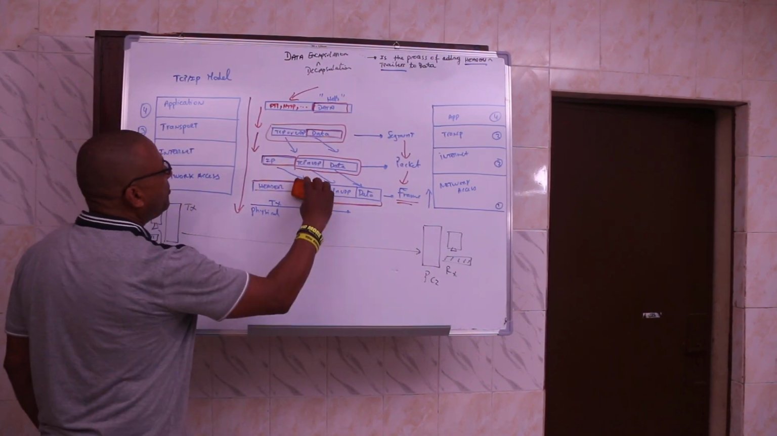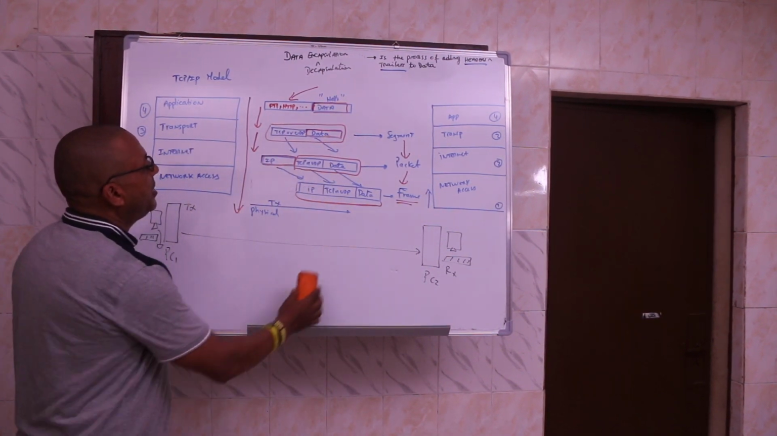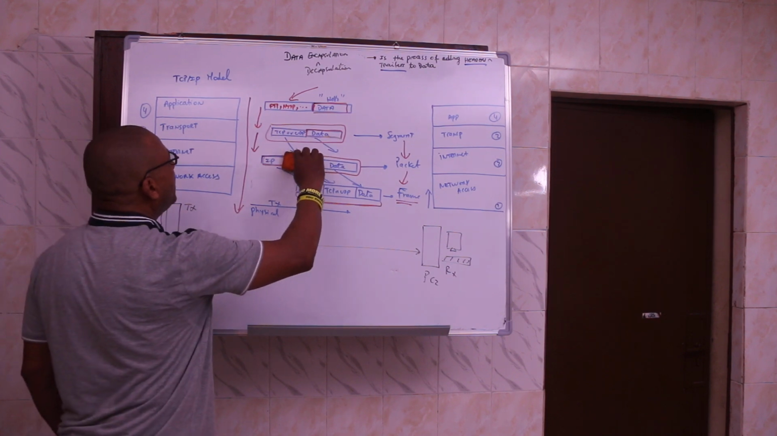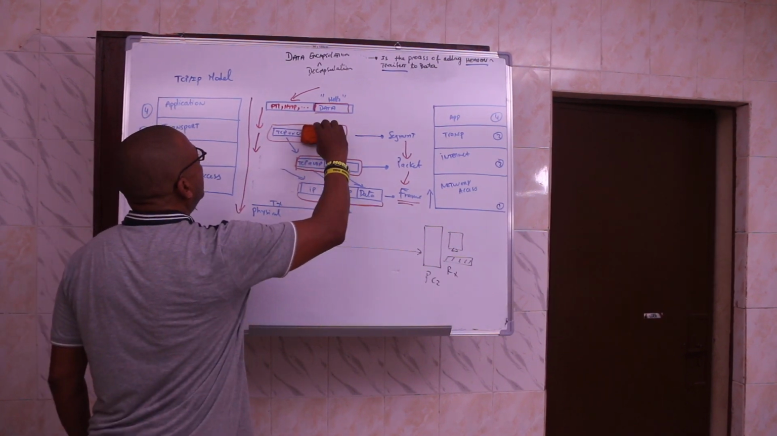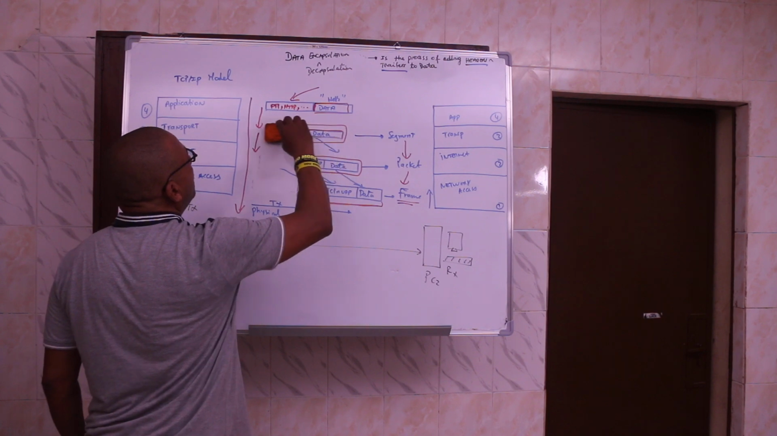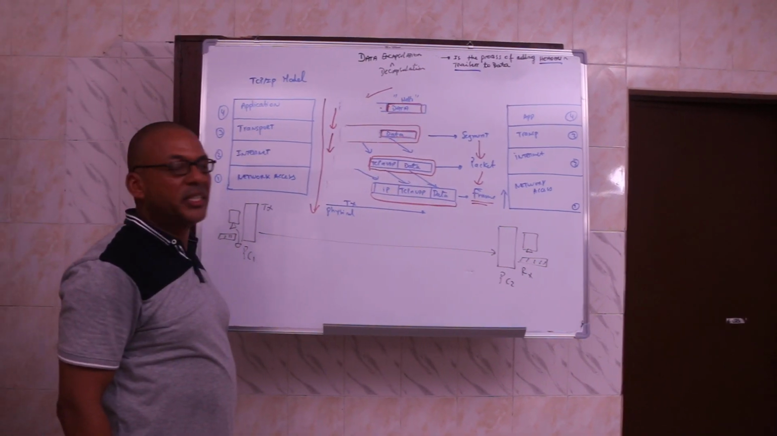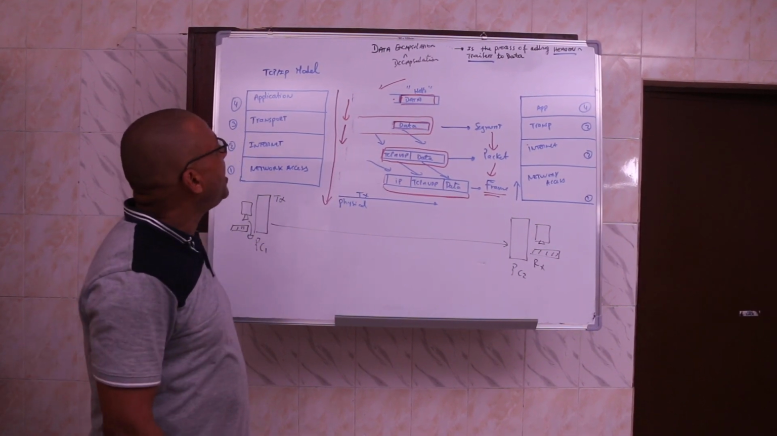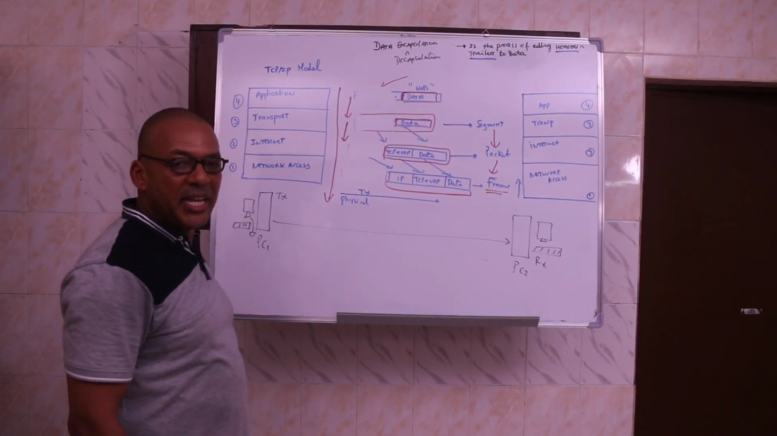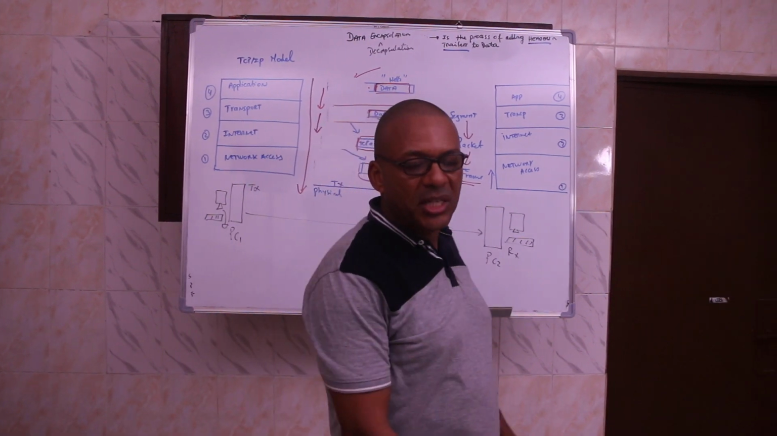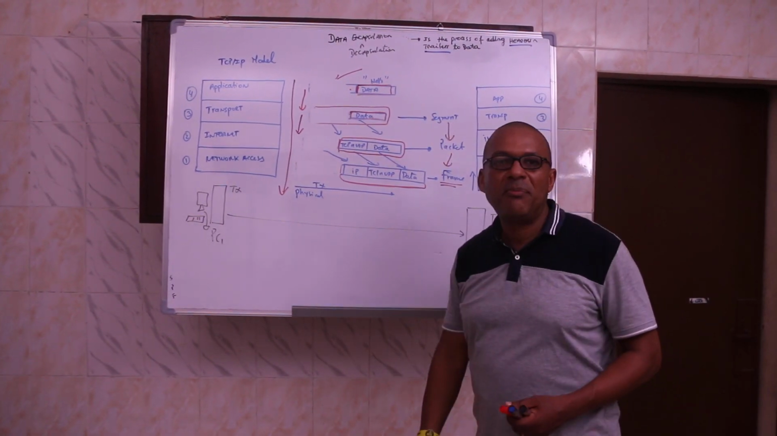At the receiving end, this layer first takes this header out and sends it up. This one takes its header off and sends it up. This one takes its header off and sends it up, and then the data is received at the other end. That's the process of encapsulation and decapsulation from the TCP/IP perspective.